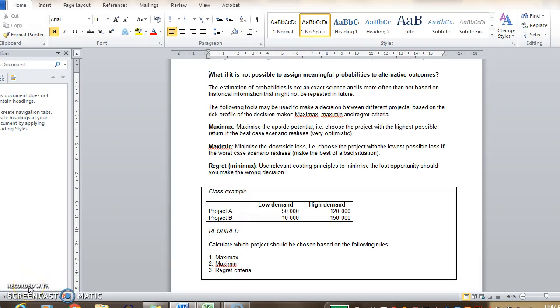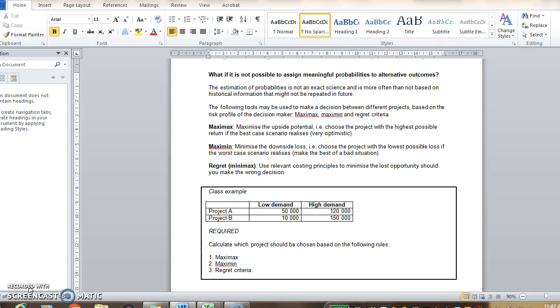Remember, estimating future outcomes is not an exact science. We're just trying to make better decisions based on the information that we have. So a lot of times it's not possible to assign meaningful probabilities to the alternative outcomes. And then we can use the following tools, the Maximax, Maximin, and the regret criteria. And that's based on the risk profile of the decision maker. Remember, the decision maker might either be very optimistic or risk-taking, or very pessimistic and risk-averse, afraid of risk.